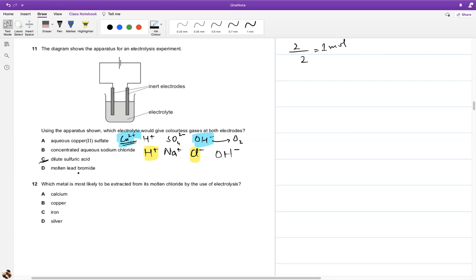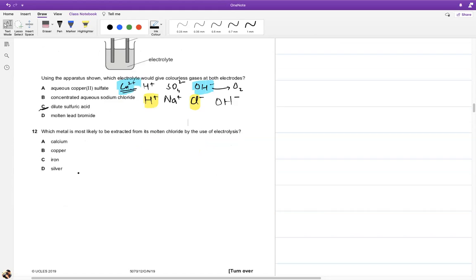Molten lead bromide, it's a pure compound, so you'll get lead on one side, which is a black solid, and bromine, which is a brown gas, on the other side, because you have high temperature. So clearly the answer is the one where you are breaking down water, which is dilute acid.